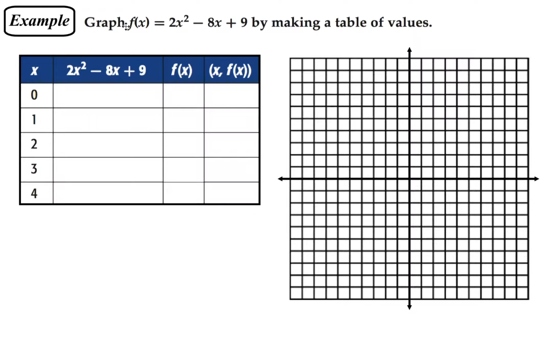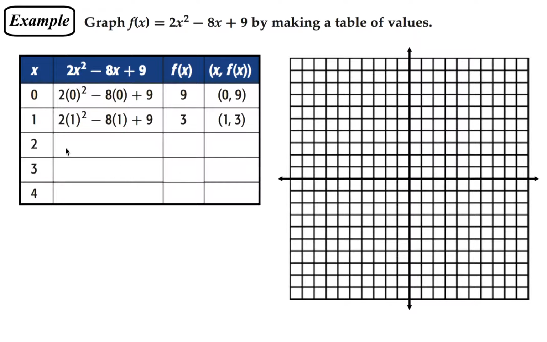So first of all, if I plug in a 0 for both of the x terms, I end up getting 9. So that's the point 0, 9. And we'll end up graphing that. What if I plug in a 1? Well, 1 squared is 1, multiplied by 2, you get 2. 2 minus 8 is a negative 6 plus 9, which gives us 3. So that's the point 1, 3.